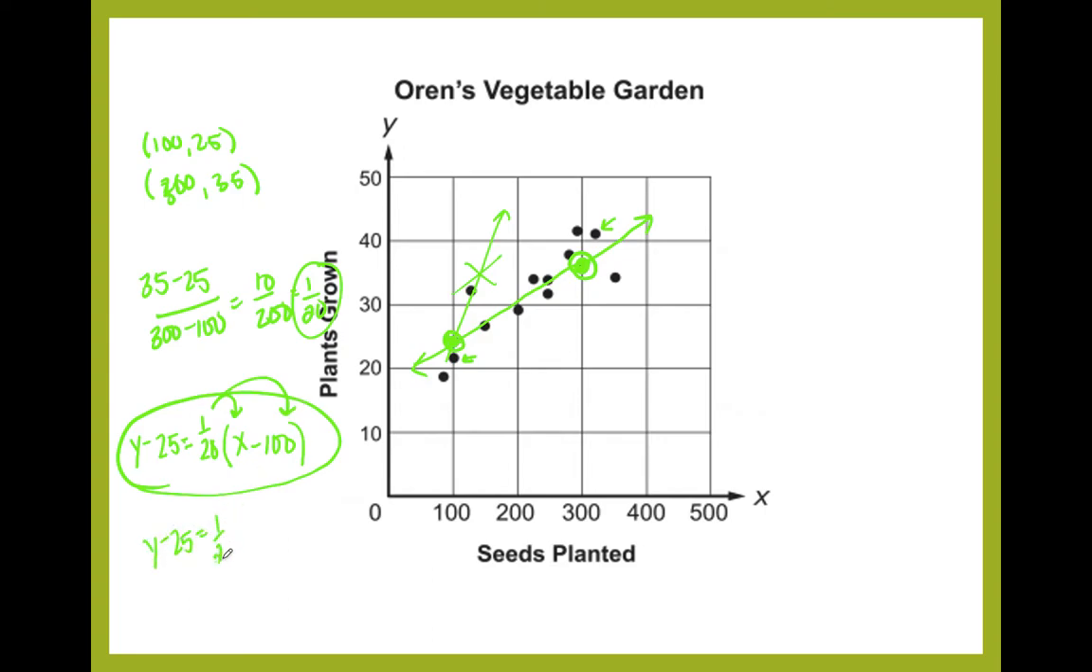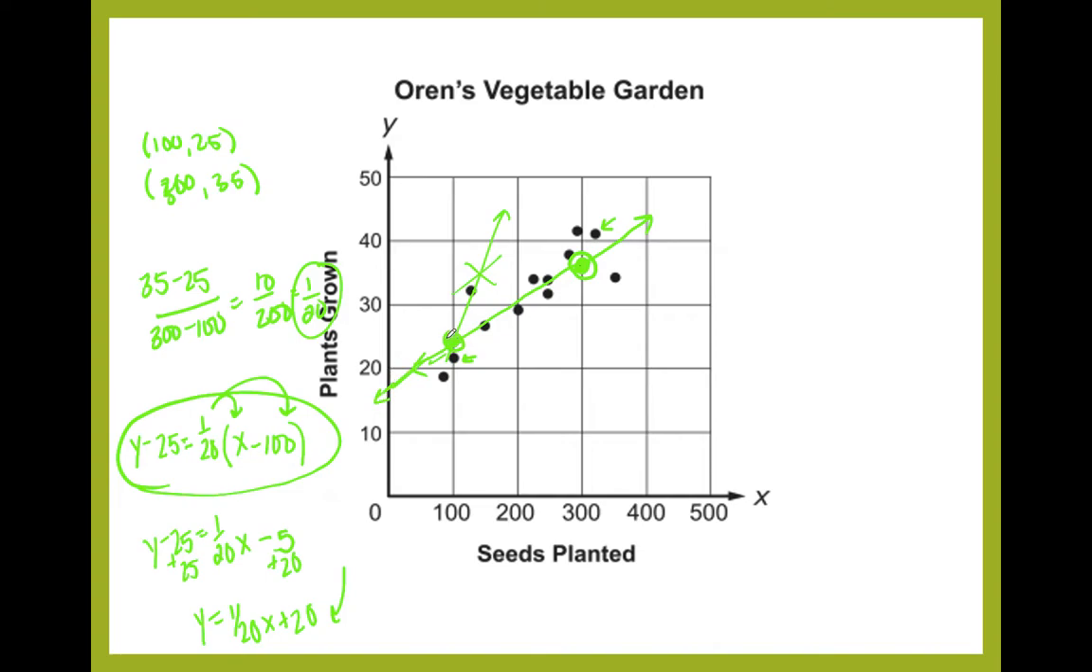So you get 1/20th x minus 100 divided by 20 is 5. And then you'll add 25 to both sides. So you end up getting a rough y-intercept of 20, which if you look at the graph based on the line I drew, that makes sense.